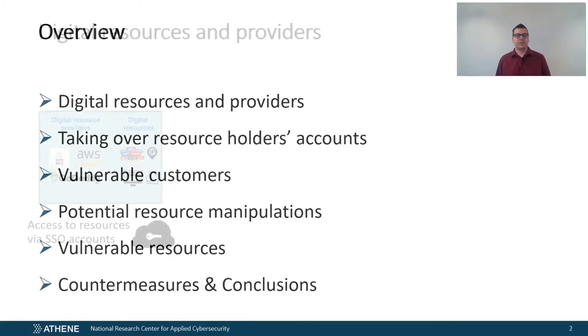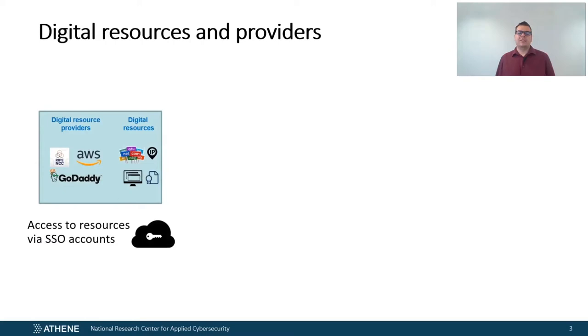So first, what type of digital resources and providers do we even mean? We mean essentially resources like domain names, internet addresses, so IP addresses, or certificates for TLS. Such resources are typically managed via providers, and to manage these resources, you have an account at the provider. So essentially, it's the same as logging into your email account, but here you log into an account which manages those resources, for example, the IP address space. And if you, for example, want to sell the address space to someone else, you go to the account and tell the provider that you sold it.